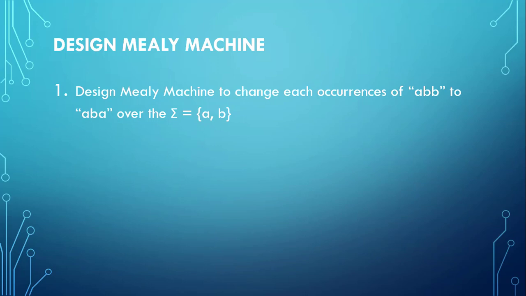So this is one question that you can try and solve on your own: design a Mealy machine to change each occurrence of ABB to ABA. We will see the solution for this question in the next session.